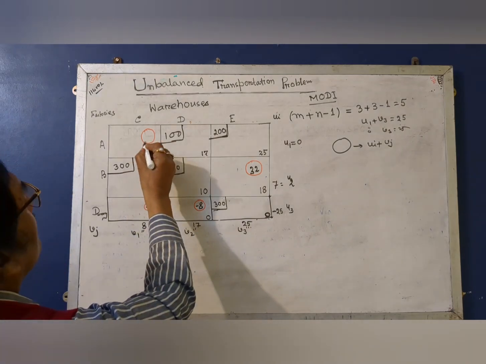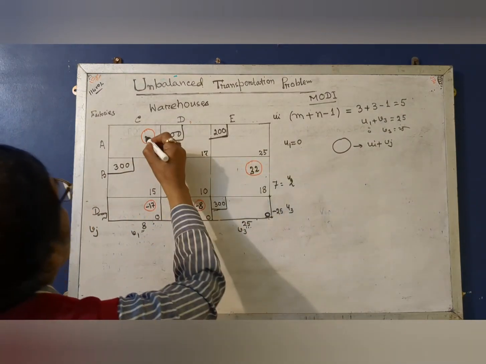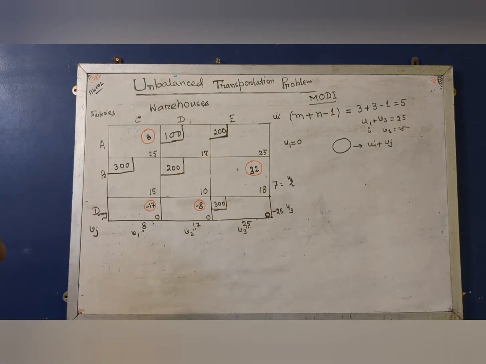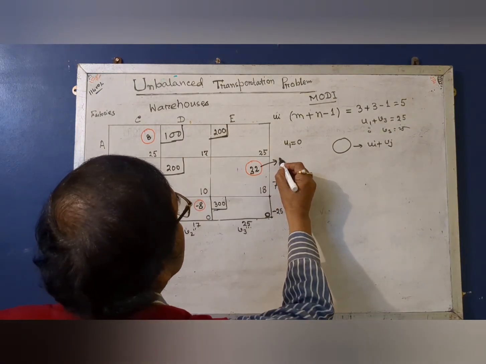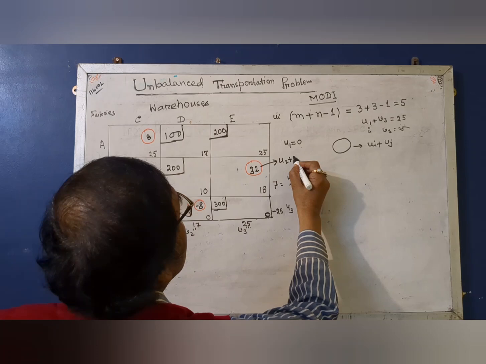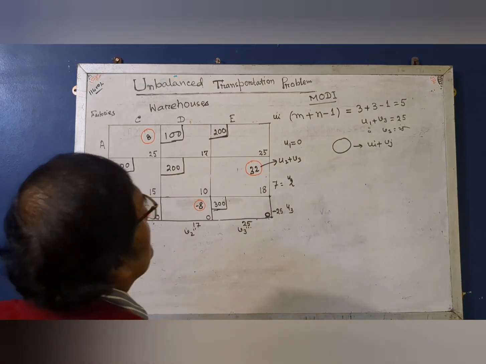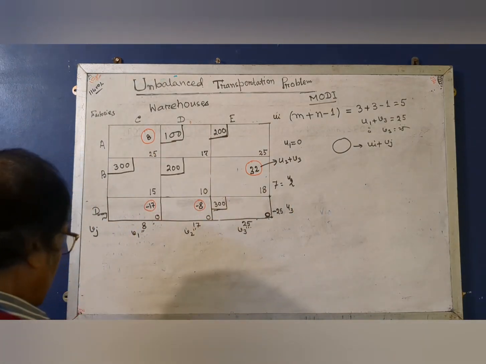And the last one, 8 plus 0. That means 8. In this way, you will put, this is actually 2nd row, that means u2 plus v3. This is actually u3 plus v3. In this way, all circles you have to complete.